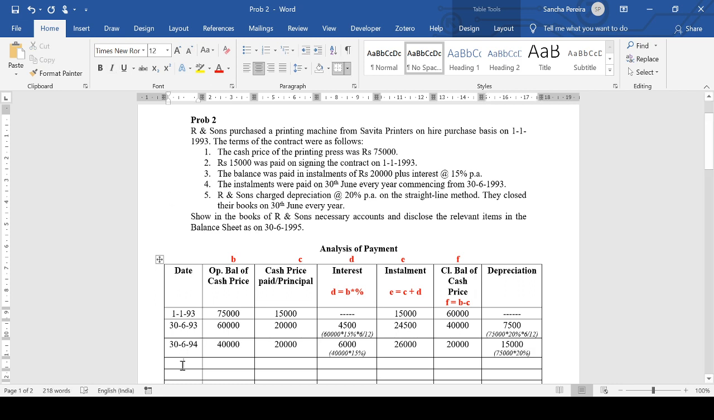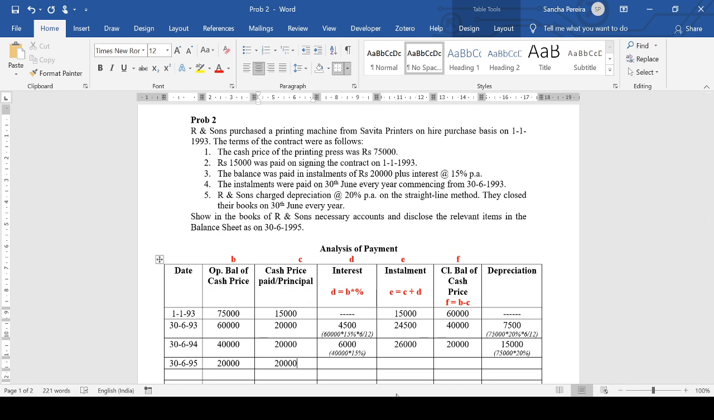Then coming to the next installment, that is 30th June 95. What is the opening balance? It is 20,000. Opening balance is 20,000. Now, the cash price paid is also going to be, they've said every year installments of 20,000 plus interest. So we already know this is 20,000.